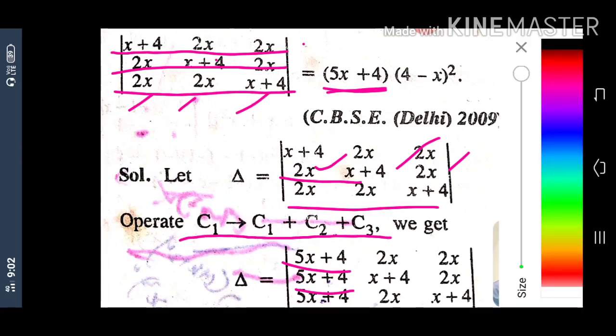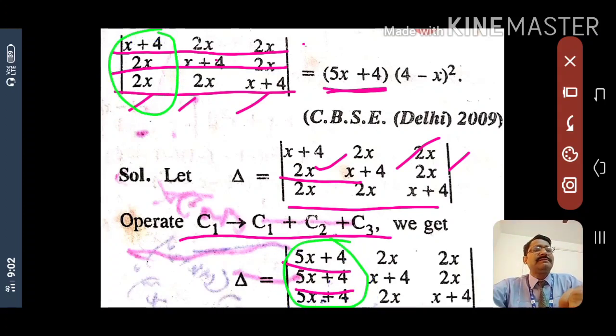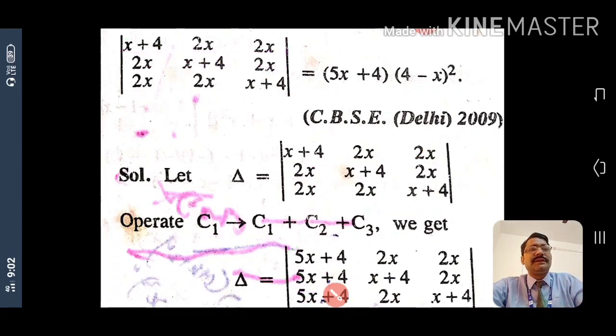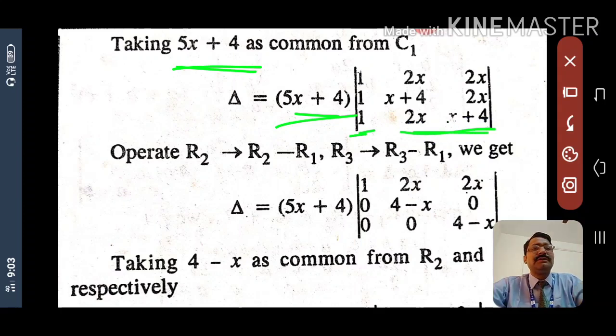You have to change this c1, and then c1 totally changes so that we get the same element 5x plus 4 throughout, and that 5x plus 4 you take common from c1. Then you get the next step. You can check, if you take 5x plus 4 common from c1, this 5x plus 4 is outside, and inside the first column will be totally 1, and the second and third columns have no change. Now in the first column you can see these two elements you have to make 0. How can we make 0? Look here: r2 we can write as r2 minus r1, and r3 we can write as r3 minus r1.